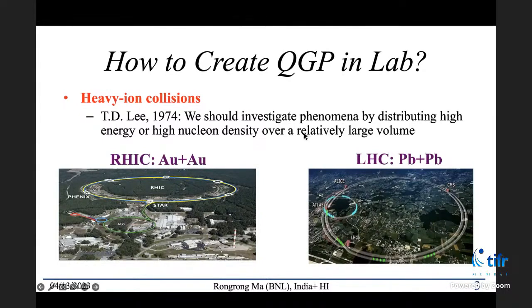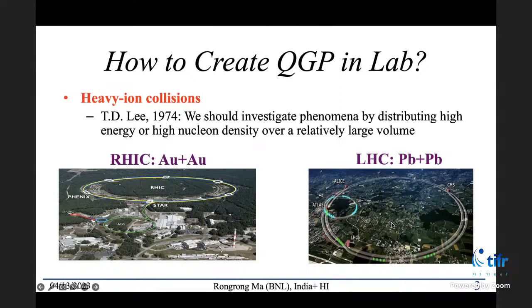Here, I think relatively large volume is the key. That's why we want to look at larger nuclei like gold at RHIC or lead at the LHC. So this is a bird's-eye view of the RHIC complex on the left-hand side. This is the RHIC ring, shown in yellow and blue. Currently, we only have one running experiment, which is called STAR, and which is what I will be focusing on. And starting in May this year, we have a new detector called sPHENIX, which will be focusing on the jet and the quarkonium measurements.